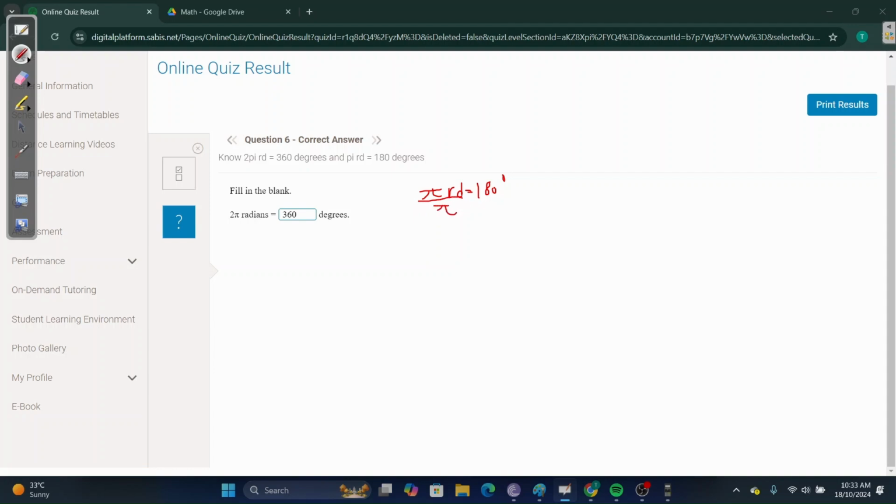So let's divide by pi on both sides. 1 radian equals 180 over pi degrees. Now you can also do the other way around. Divide by 180 on both sides. So you're going to get 1 degree is equal to pi over 180 radians. Okay.